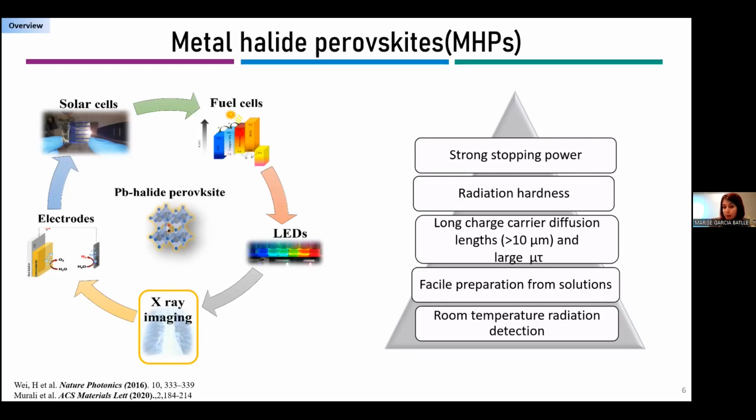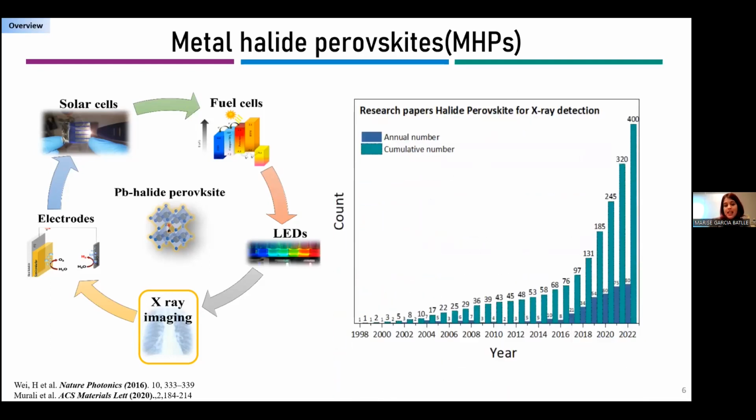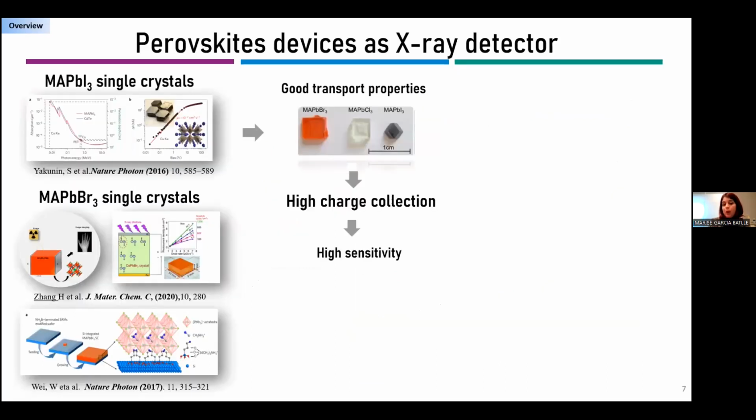Perovskite presents good transport properties, like a long carrier diffusion length and a large mobility-lifetime product. So this is quite good, I have to say. We can also use perovskite at room temperature, which is another advantage. And this is the cumulative number of research papers in this field. In recent years, the number of papers and proposals about perovskite materials for X-ray detection has increased. So this is telling us something: it's a field in progress.